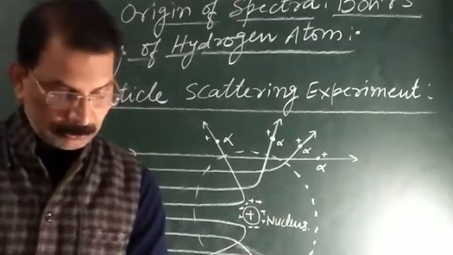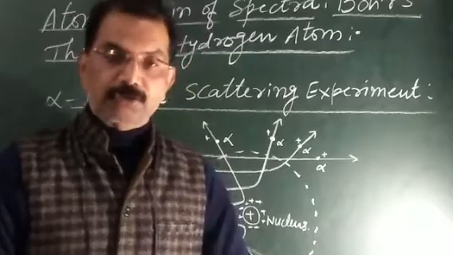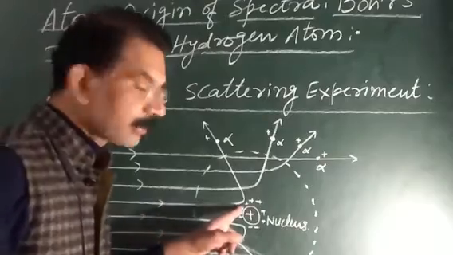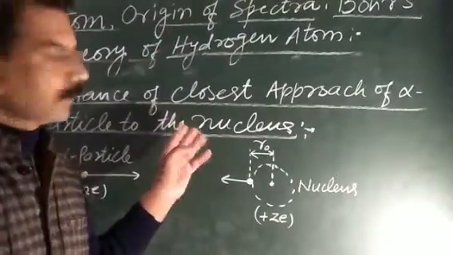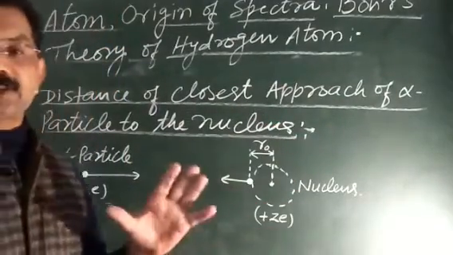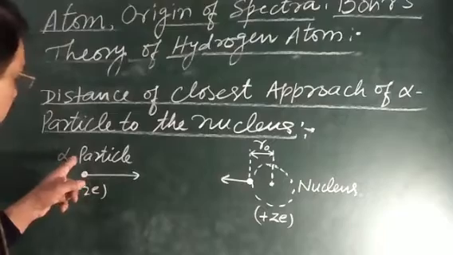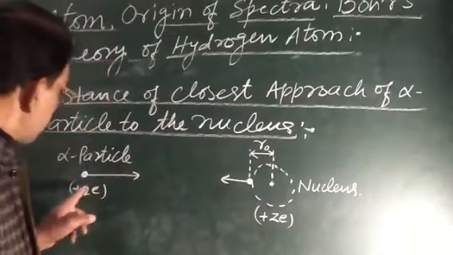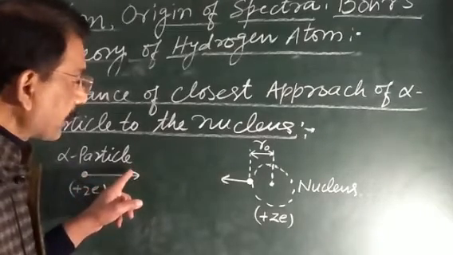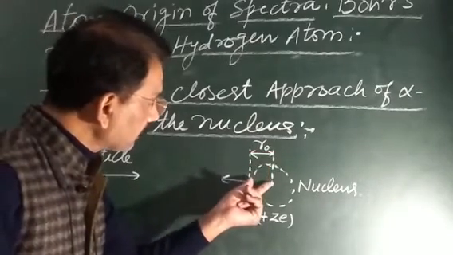The Rutherford model also did not successfully explain the line spectrum. But first, before this, I am going to discuss the distance of the closest approach of the alpha particle to the nucleus. We can estimate the size of the nucleus by the scattering of the alpha particle. All of you know the charge on the alpha particle is 2 times the charge on the proton, so plus 2e.